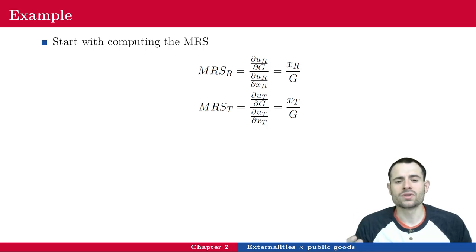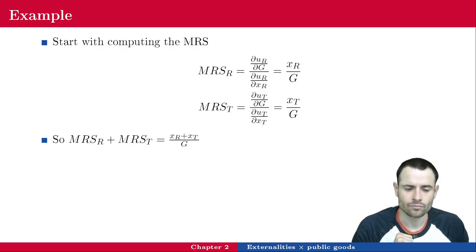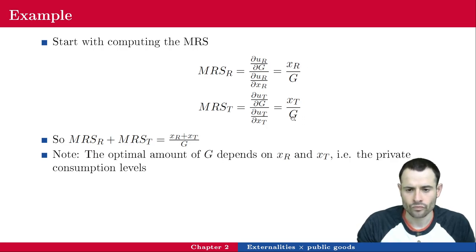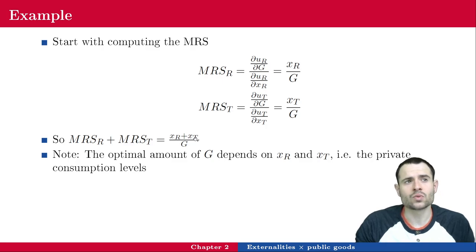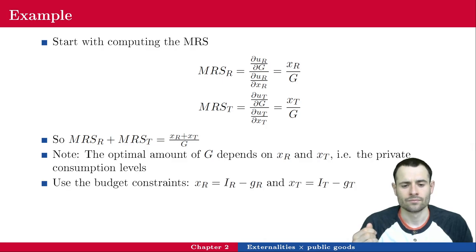Now, the Samuelson rule says you add them together and you make them equal to the marginal cost of producing G, the marginal cost of buying the kitchenware. Note that the sum of those MRS amounts to XR plus XT divided by G. That's just XR over G plus XT over G. Note that those MRS depend on XR and XT. So once we want to find the optimal amount of public good G to provide, we're going to have some XR and some XT in the mix. So things might get hairy. Make sure you follow.